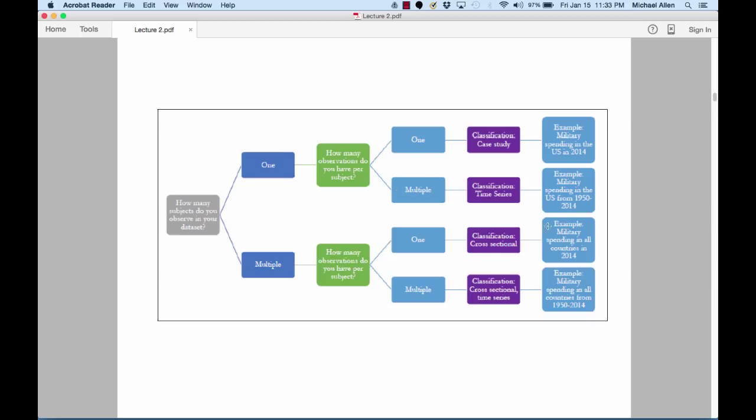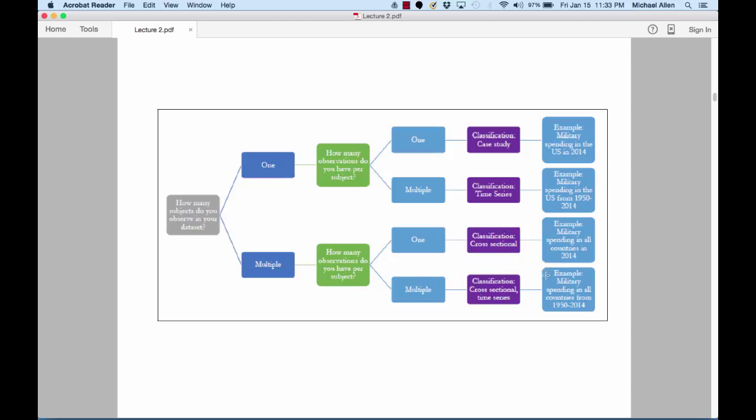If we focused on measuring military spending in all countries throughout the world in 2014, then we would have a cross-sectional data set because we would have multiple subjects, multiple countries in the world in one time period, 2014.